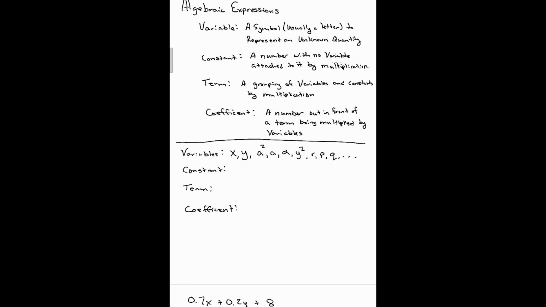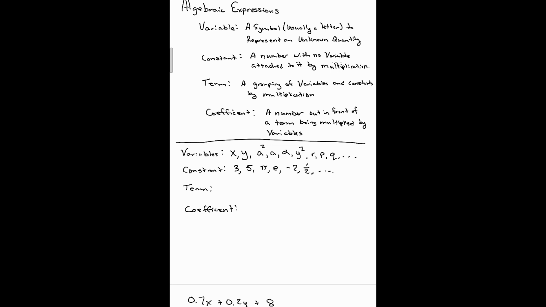Now, constants are just plain old numbers that do not have variables attached to them. So some examples of constants could be 3, 5. You could also see pi, e, which is Euler's number, Euler's constant, -2, 1/2, and so on. Those are just examples of constants, or things that don't have variables attached to them.